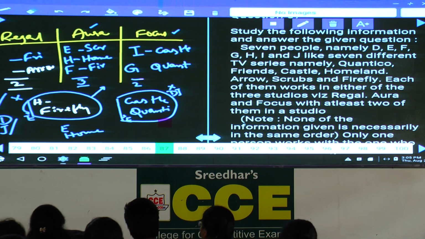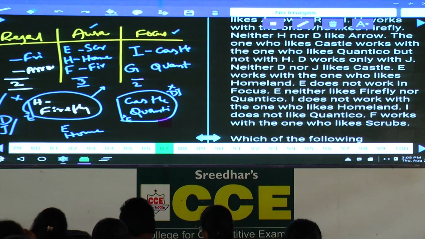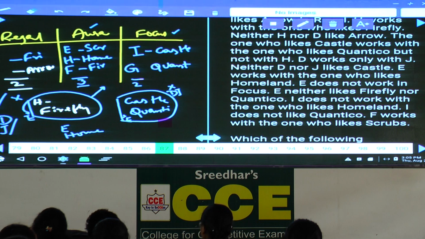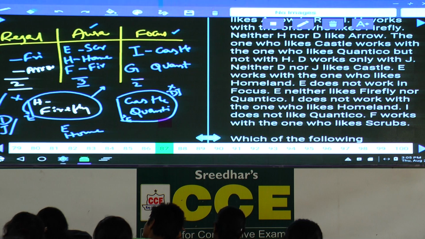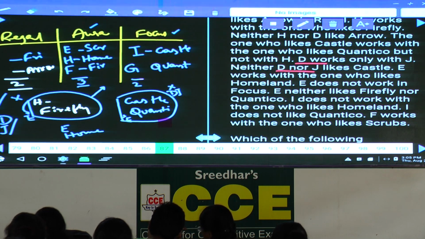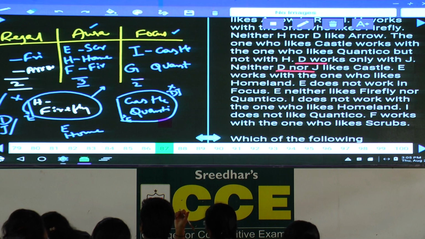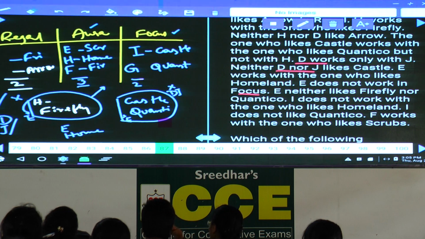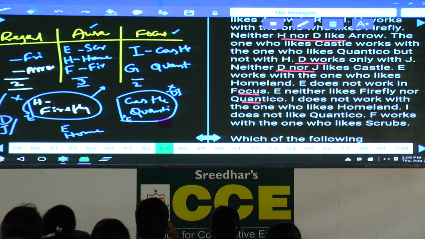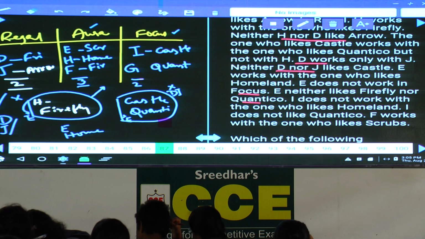As this is Friends, regarding D and J, any information? D does not like Casual, and D works with only J. Neither D nor J likes Casual. E works with the one who likes Homeland. E does not work in Focus. E neither likes Firefly nor Quantico. And neither H nor D likes Arrow. Yes, D does not like Arrow, so D must be Friends. If D is Friends, J must be Arrow. Done?